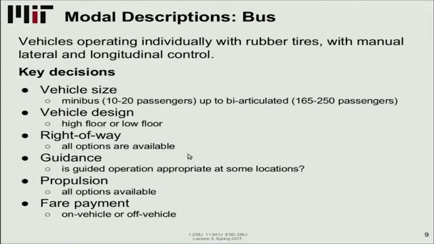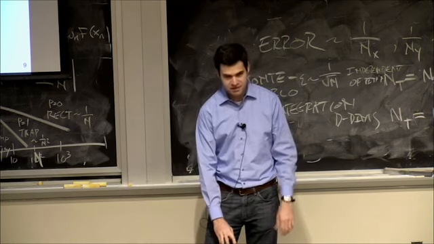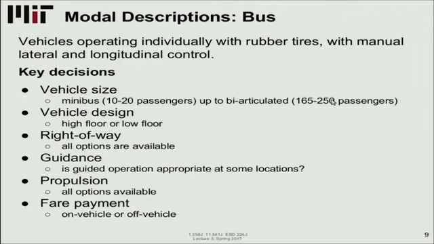Sizes, they can be small, like a minibus can carry 10 to 20 passengers, and you could go up to bi-articulated, carrying as much as a light rail system, a light rail train. So up to 250 passengers if you look at systems like Curitiba in Brazil. Vehicle design, you can have high floor design or low floor design.